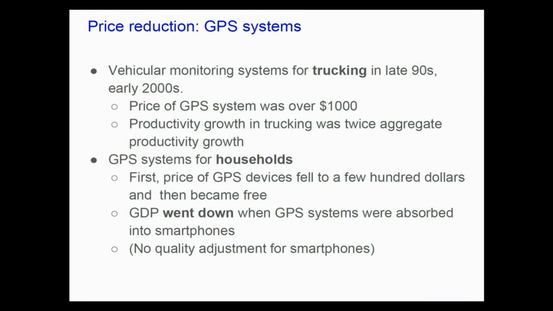And by the way, that's true for other things as well. If you look at vehicular monitoring systems for trucking, back in the 1990s, the price was over $1,000 to have a GPS system, and it showed up in productivity. There we really saw trucking become much more productive. It's easy to measure productivity in trucking. It's just, are you carrying something or are you not, effectively? And we saw productivity growth being about twice as high as aggregate productivity growth.